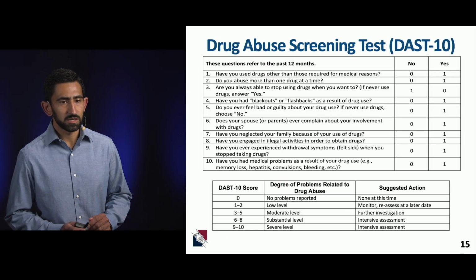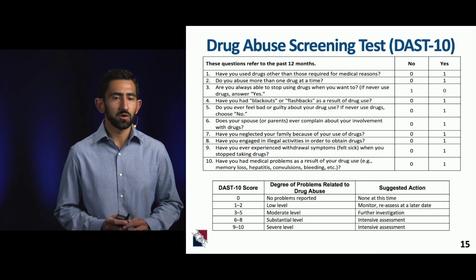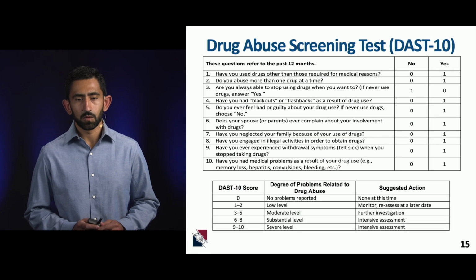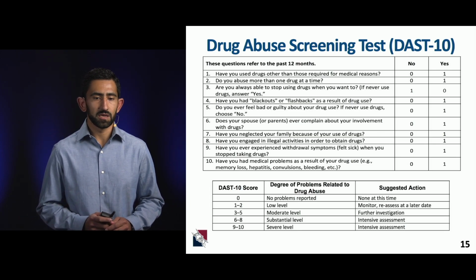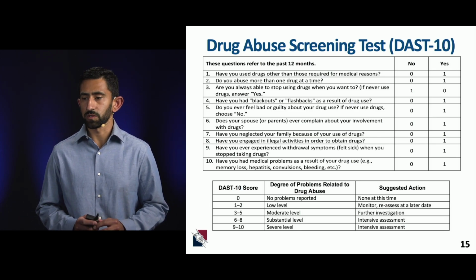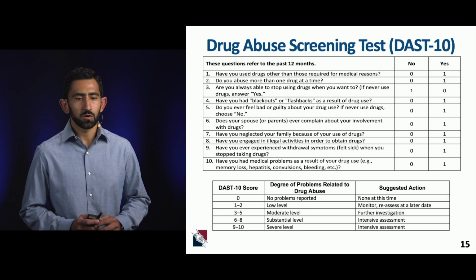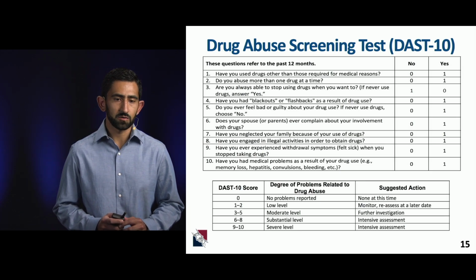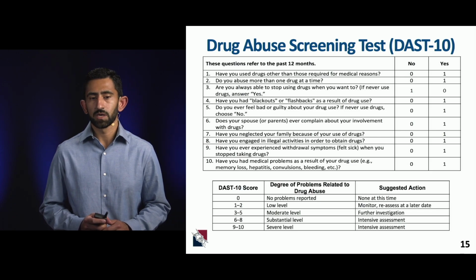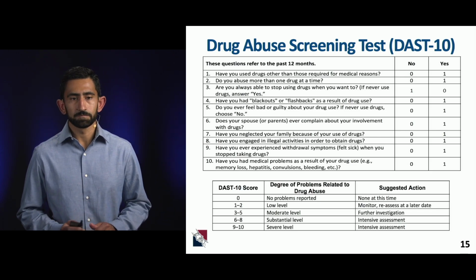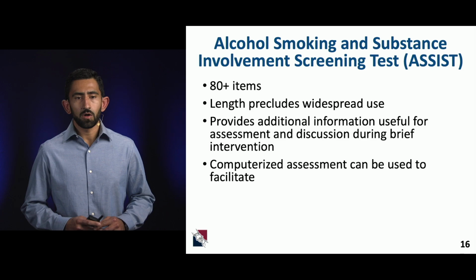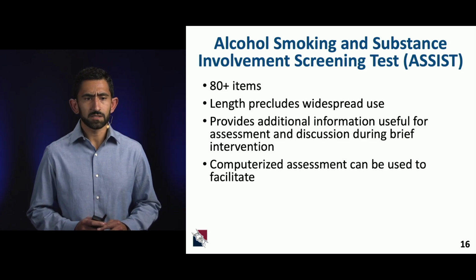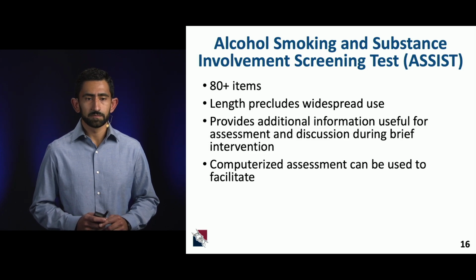The Drug Abuse Screening Test contains 10 yes or no items. A score of 3 or above warrants further investigation and indicates a moderate degree of problems related to drug abuse. A score of 6 or greater indicates a substantial or severe degree of problems related to drug abuse and warrants intensive assessment.